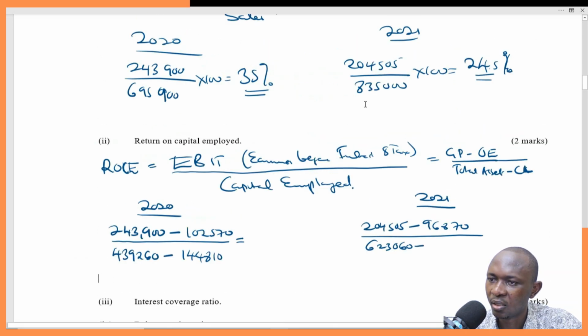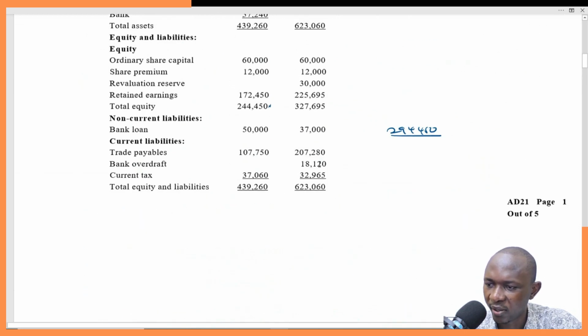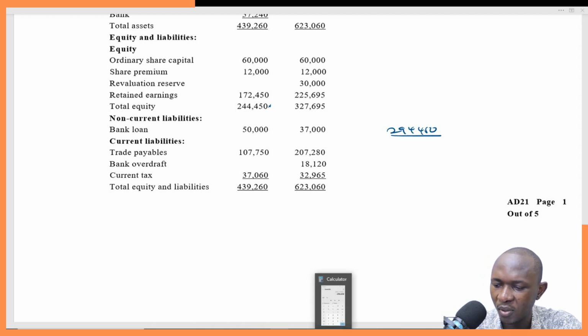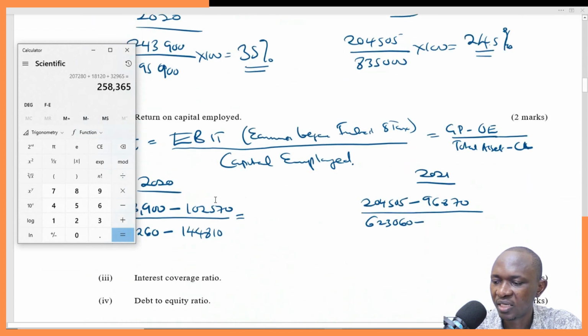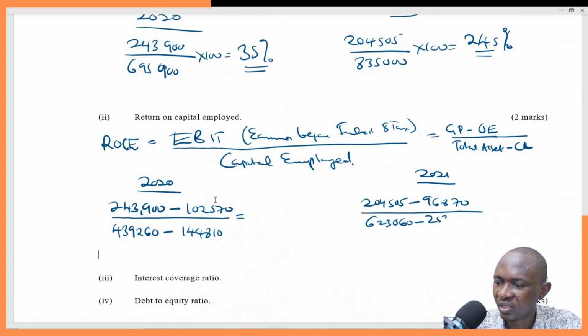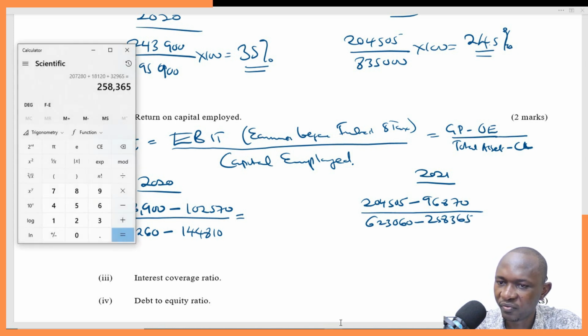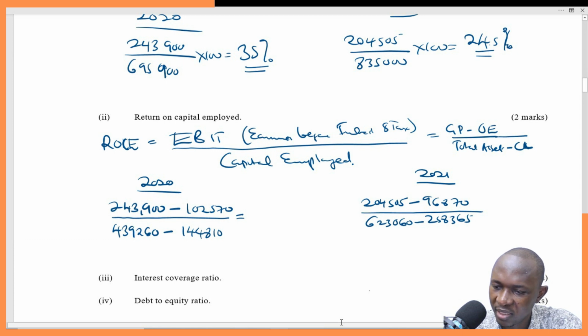623,060 minus. Now the other part, hopefully they have calculated for us. No, they haven't. So we'll have to add. So this will be 207,280 plus 18,120 plus 32,965. That gives us 258,365. Good. So then let's get the answers to this.